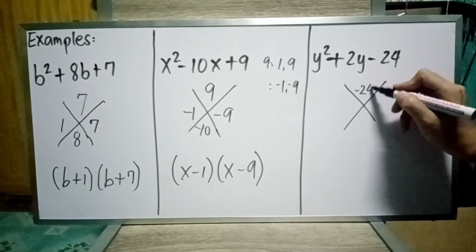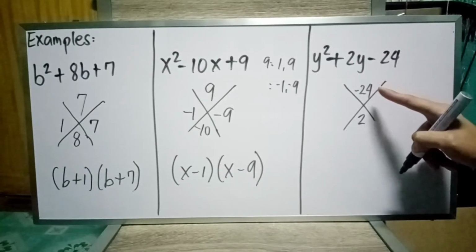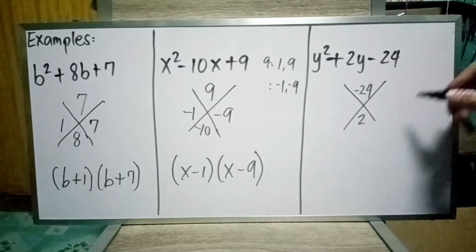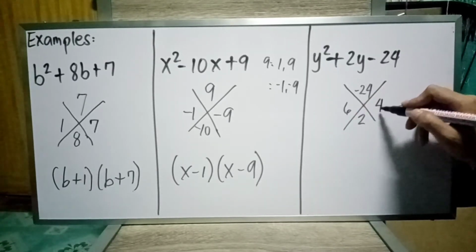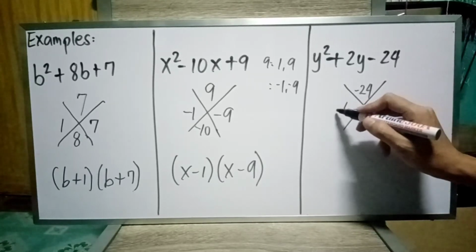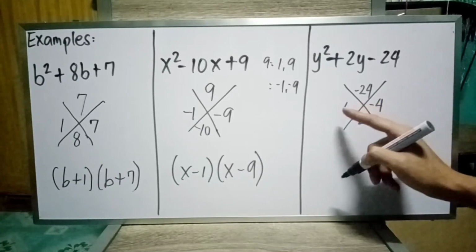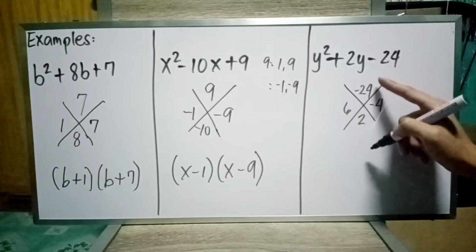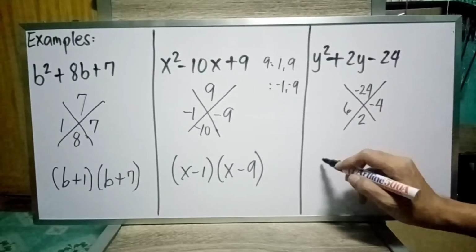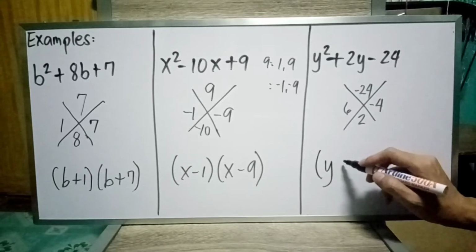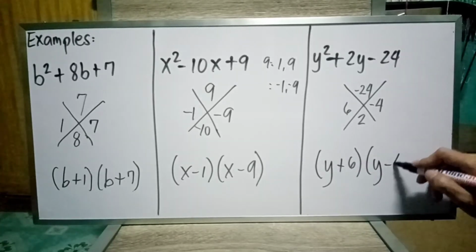Negative 24. The coefficient of y is 2. We need a factor of negative 24 that will give you a sum of 2. That is 4 and 6. Which one is negative? Negative 4. So 6 times negative 4 is negative 24, and 6 plus negative 4 is 2. So therefore, the factor is y plus 6, y minus 4.